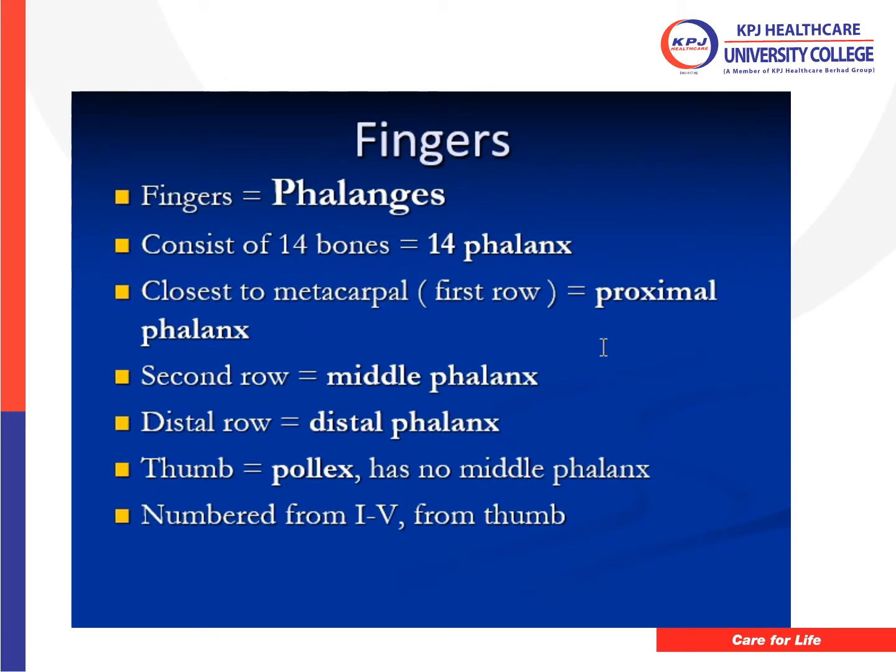Okay, first is to see the fingers. It's about the fingers, or we call it phalanges. It consists of 14 bones, 14 phalanx. The row closest to the metacarpal, the first row, is called the proximal phalanx. Second row, medial phalanx. Distal row, distal phalanx. And the thumb is called pollex, as it has no medial phalanx, compared to the second to the fifth fingers. So the numbering is from 1 to 5, starting from the thumb itself.